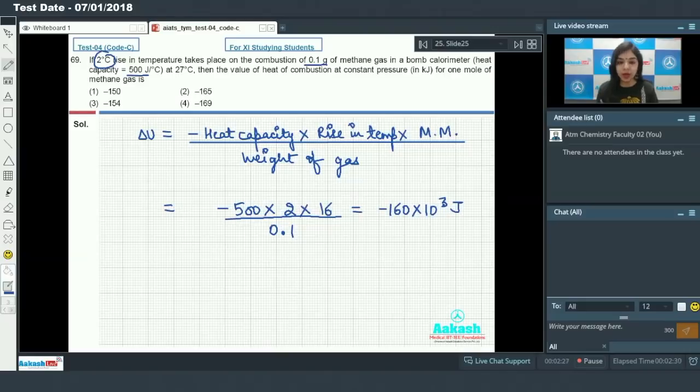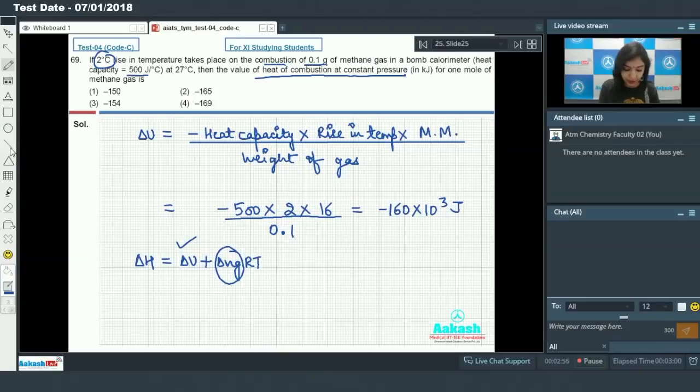Fine. So now we have to find out the value of heat of combustion at constant pressure. Means we have to find the value of delta H. So delta H is equal to delta U plus delta Ng RT. Fine. So delta U value we have already found out, but the value of delta Ng is still remaining. So now we have been given the combustion of methane gas, so we can easily write down the equation for the combustion of methane gas.